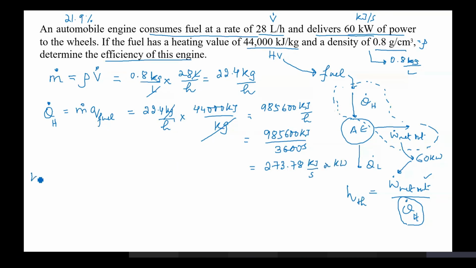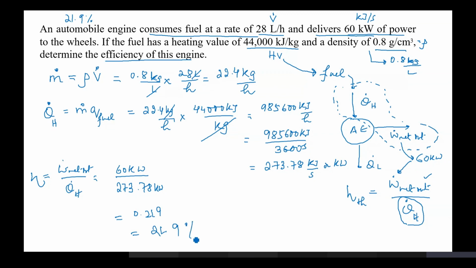Now I can plug in the Q dot H value to find the efficiency, which is work net out divided by Q dot H. Work net out is 60 kilowatts, and Q dot H is 273.78 kilowatts. This gives me 0.219, which is essentially equal to 21.9%.